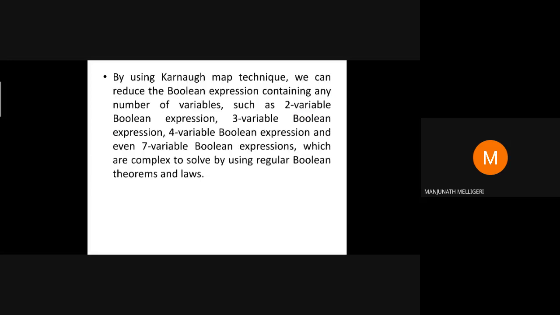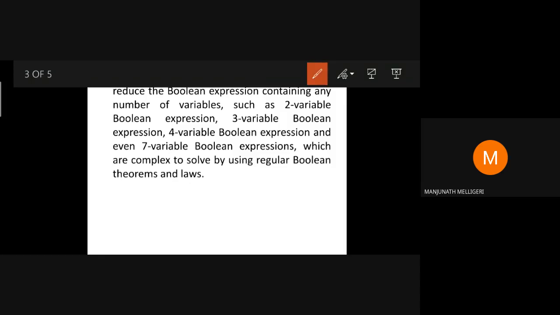By using the Karnaugh map technique, we can reduce the Boolean expression containing any number of variables, such as 2 variable, 3 variable, 4 variable, and you can even go up to solving the Boolean expression having 7 variables. Right up till here.